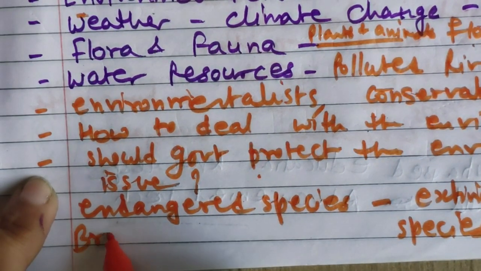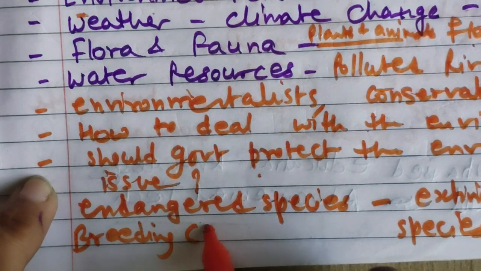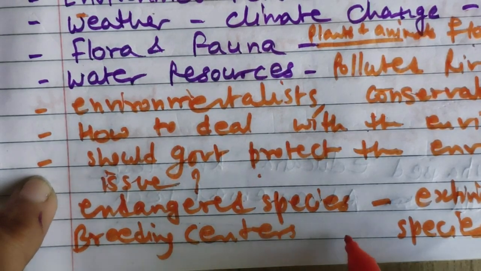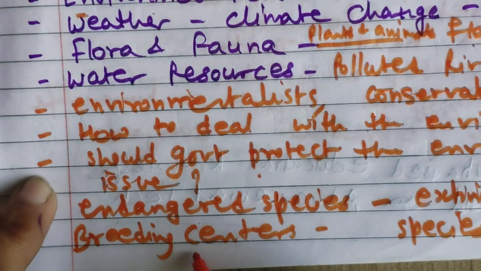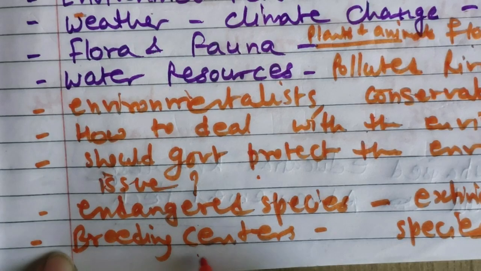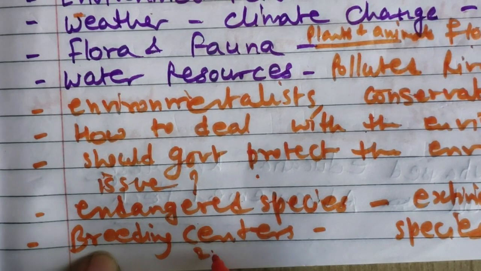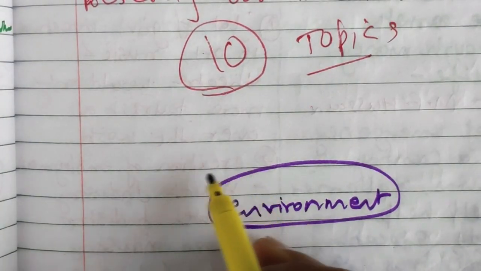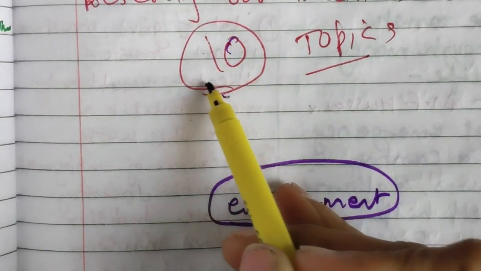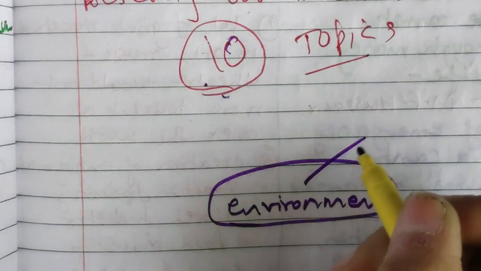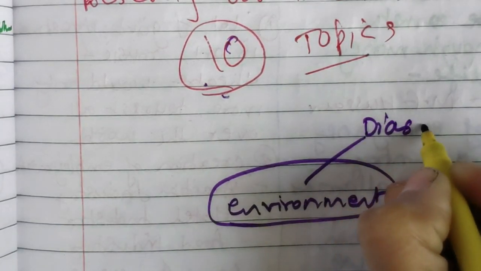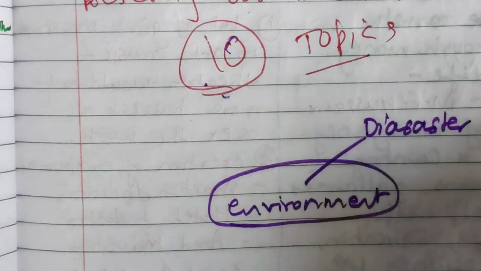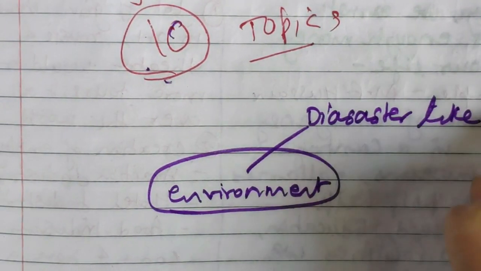Conservative breeding centers are also there. Okay. Government is trying to save animals by breeding centers, like special parks are there in India also, I have seen, and outside also you must have seen these kinds of things. Let's go to another page. Now I have taken another page, and out of these 10 topics I am doing this. Okay. So disasters you can talk about. We have left the topic disasters, like many earthquakes.